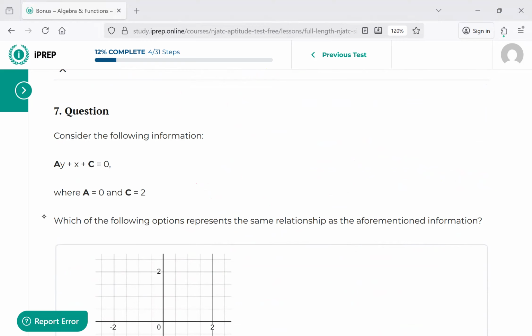Question 7. If Ay plus x plus C equals 0, where A equals 0 and C equals 2, which of the following has the same relationship as the aforementioned information? So let's plug in our values. A equals 0 and C equals 2, so it's going to be 0 times y plus x plus 2 equals 0. Is that true? 0 times y just cancels, so you're just left with x plus 2 equals 0. Then solve for x by subtracting 2, so you get x equals negative 2.